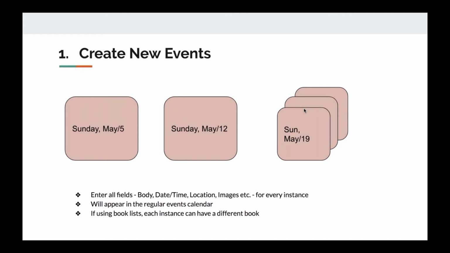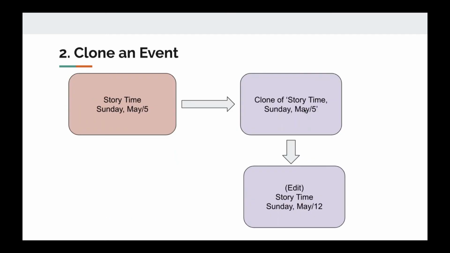And if you're using book lists for these, like not for a story time, if you're using it for a book club meeting, then each week you may have a different book. Then in this option, you can have different books with each instance of this repeat event. Now, the next option is cloning an event.